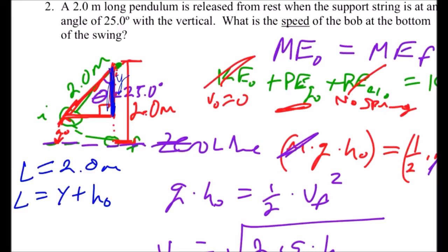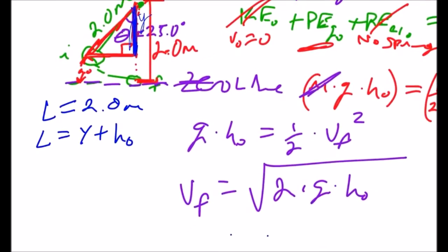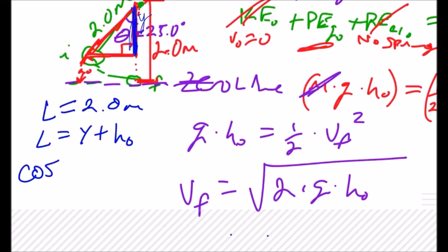Does everybody see that? Now let's use some trig. We can say that the cosine of theta is equal to the adjacent over the hypotenuse. So that's going to be our cosine of theta is equal to Y over L in this case.